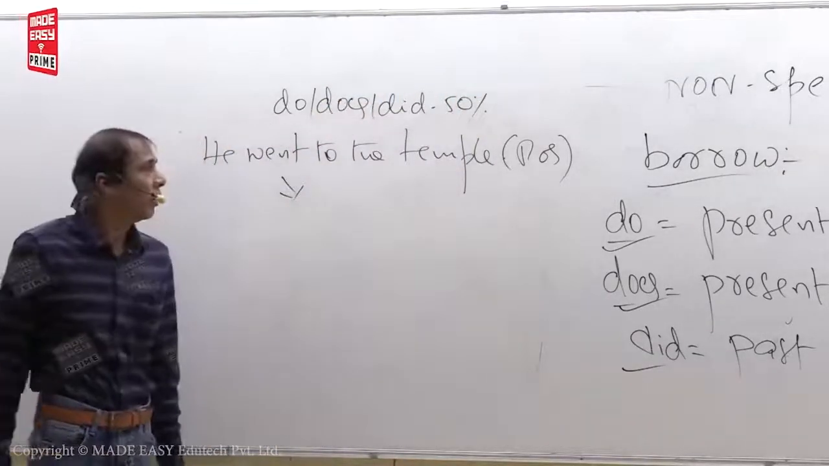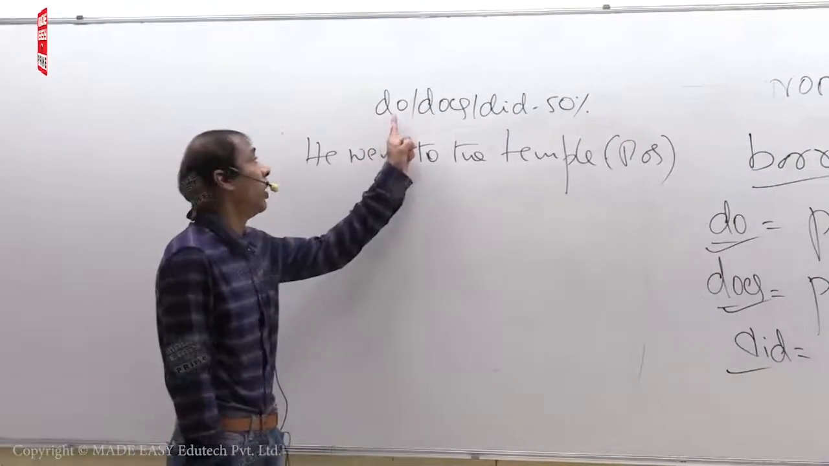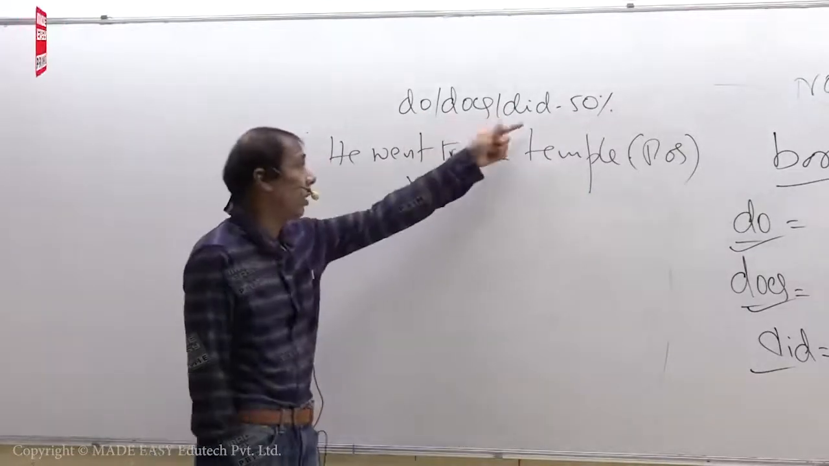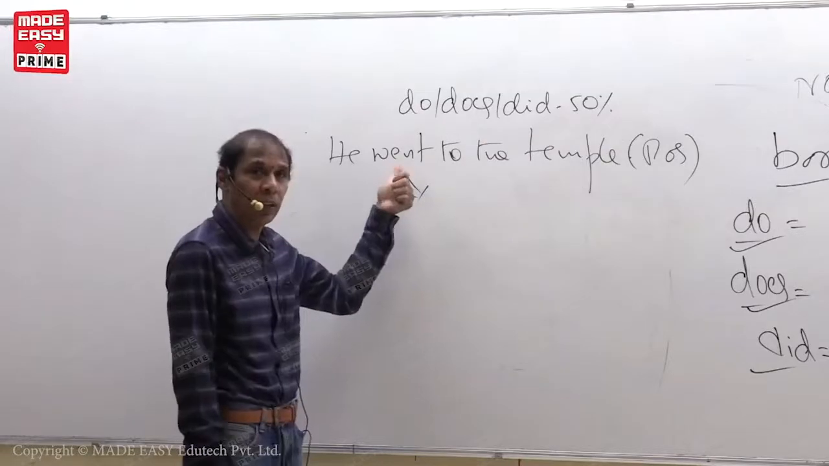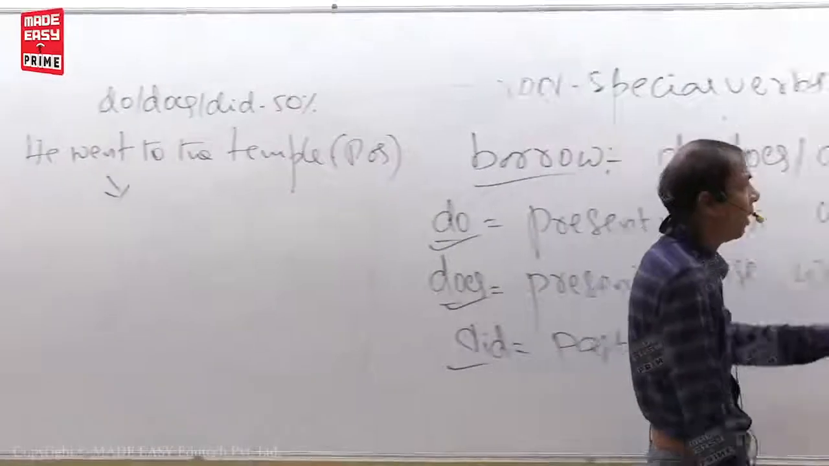50% answer we got it. Still 50% confusion is here. Why? Because, sir, what do you have to borrow? Do, does or did. What I told you, when you want to borrow do, does or did, check up the verb given in the sentence. What is the verb here? Went. Went means past tense.